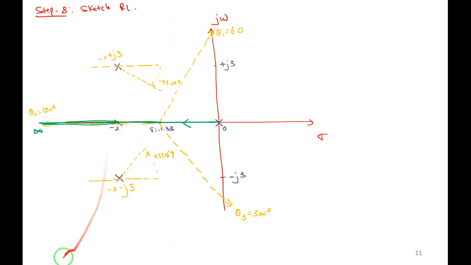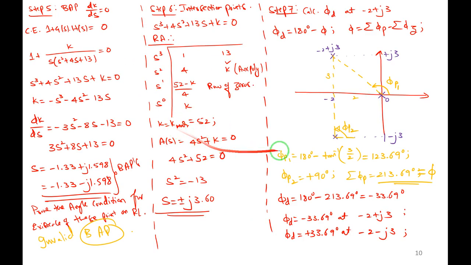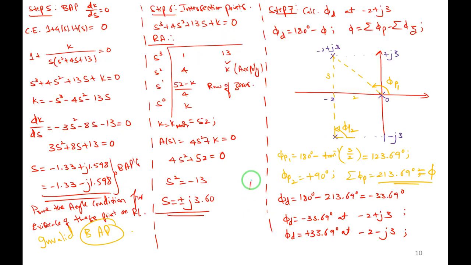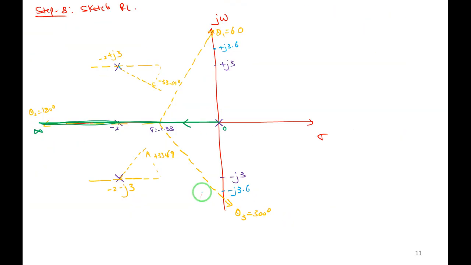Next, we'll take green color for the root locus. Yes, the branch will live here. Let me locate the intersection points if they are there. The intersection points are plus j3.6 and minus j3.6. 3 is here, so 3.6 will come here somewhere, right? Intersection points, yes, it is correct.